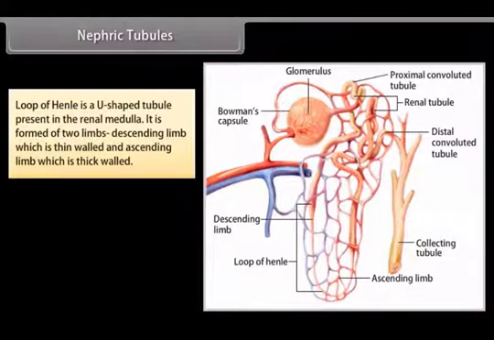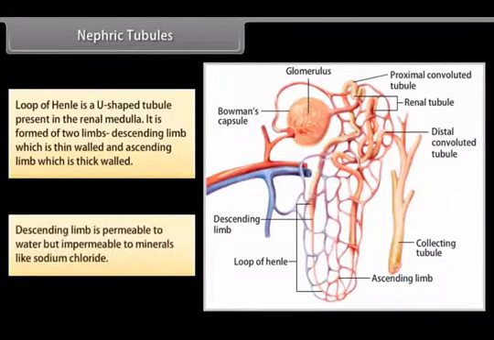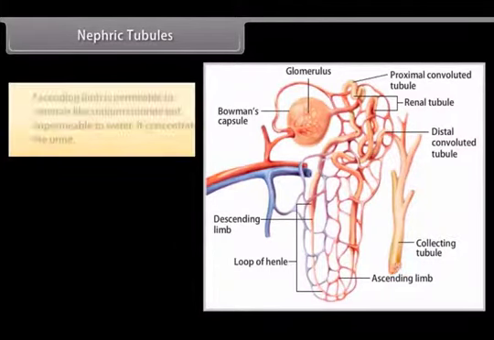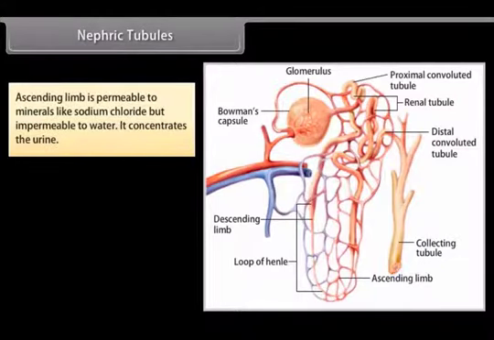Loop of Henle is a U-shaped tubule present in the renal medulla. It is formed of two limbs, the descending limb, which is thin-walled, and the ascending limb, which is thick-walled. The descending limb is permeable to water but impermeable to minerals like sodium chloride. The ascending limb is permeable to minerals like sodium chloride but impermeable to water. It concentrates the urine.